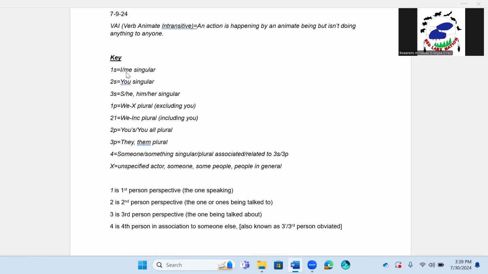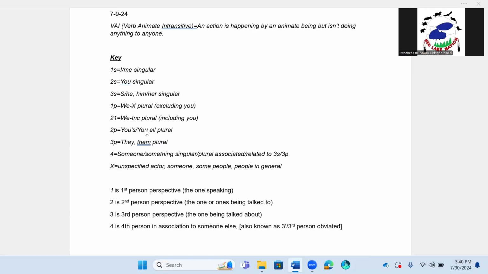1S means the first person singular, I or me singular, just talking about me. 2S talking about you, that's second person singular, you by yourself. 3S equals she or he, or him and her, him or her singular. 1P is we, excluding the person we're talking to, excluding you, plural, first person plural. 2-1, 2 is you, second person perspective, and 1 is first person perspective, we including you, plural.